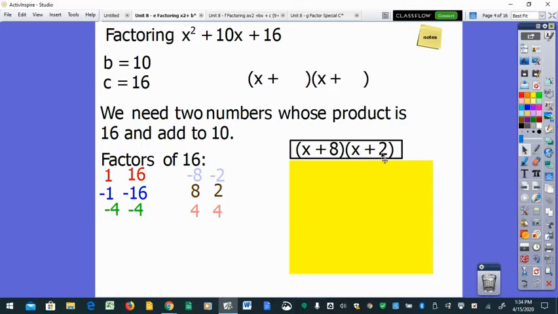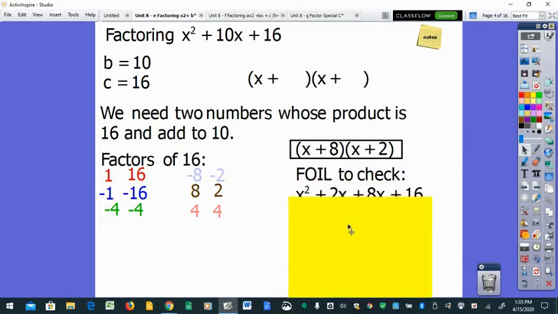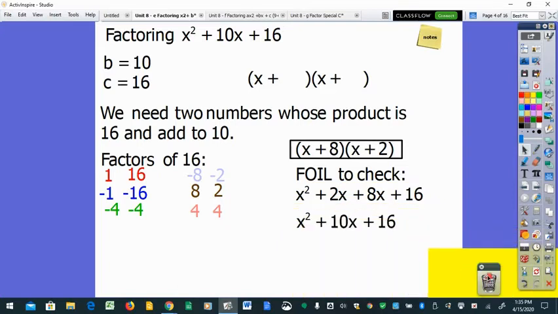The commutative property of multiplication says it doesn't matter. Now, here's the cool thing about factoring. You can FOIL this to see if you've got the right answer. So x times x is x squared. Outer, I get a 2x. Inner, I get an 8x. 2x plus 8x is going to give me the 10x, and 8 times 2 gives me the 16. So when I FOIL it, I get back the problem I started with.